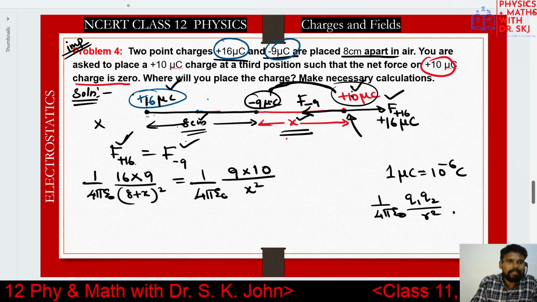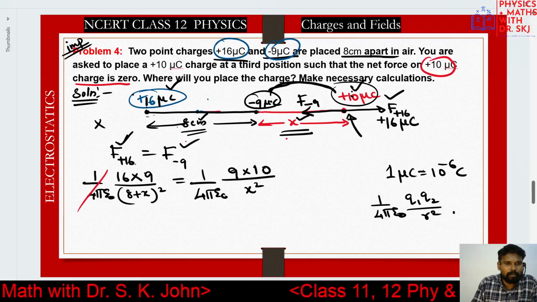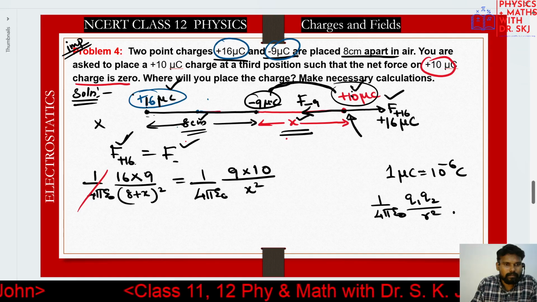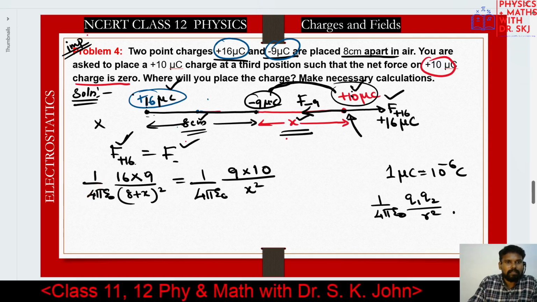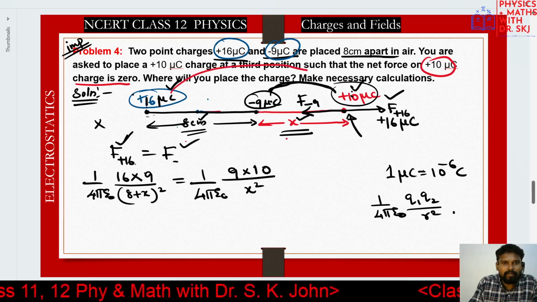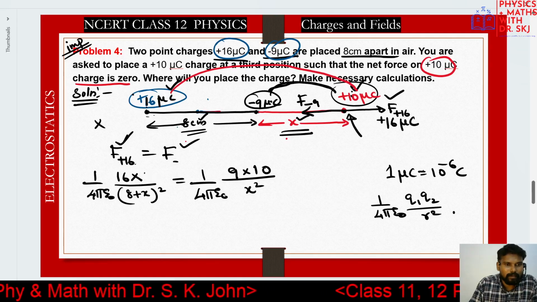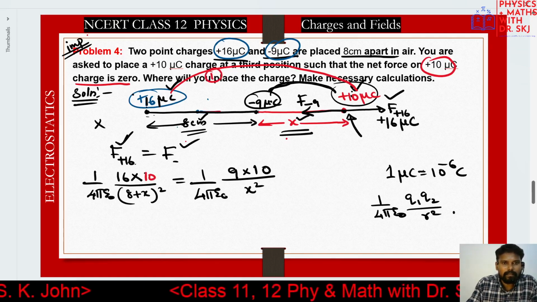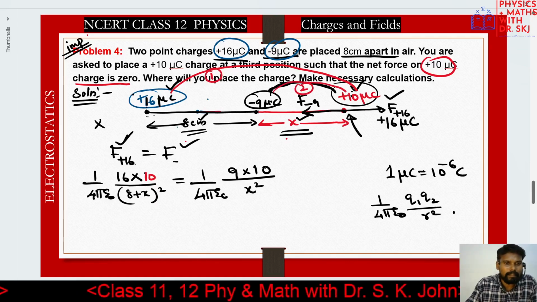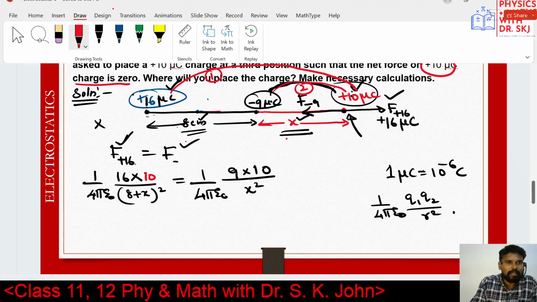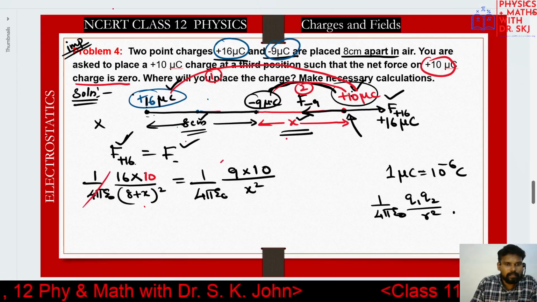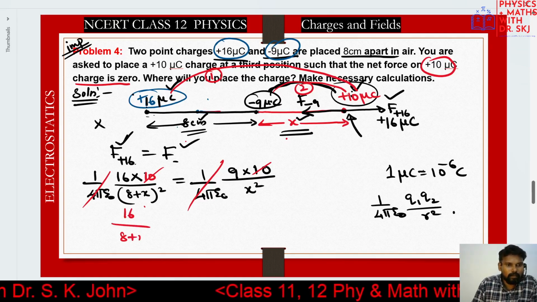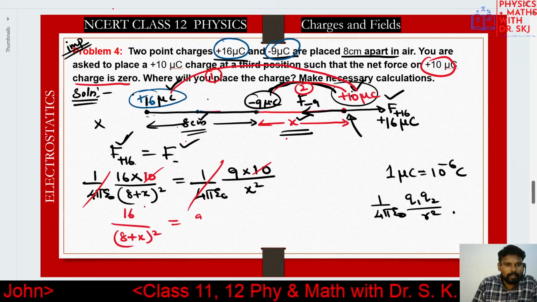Now cancel the common terms on both sides. 1 by 4 pi epsilon 0 will be cancelled. Sorry, I have made a mistake. Previously, I wrote the force between these two, but here I wrote 9. It is 10 itself. This is the first case. And the second case, I am writing the force between 9 and 10. That is fine. So when we cancel it, the 10 will be cancelled, and you will get 16 by 8 plus x whole square is equal to 9 by x square.